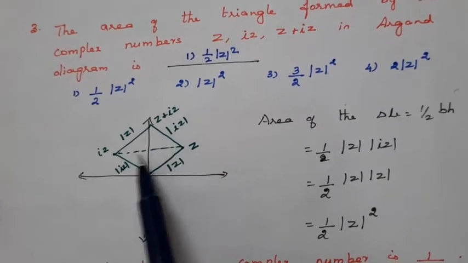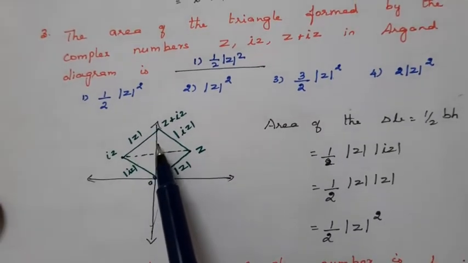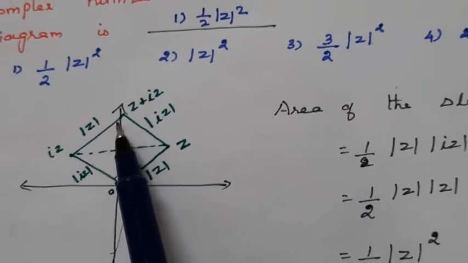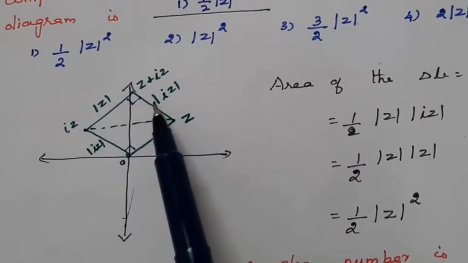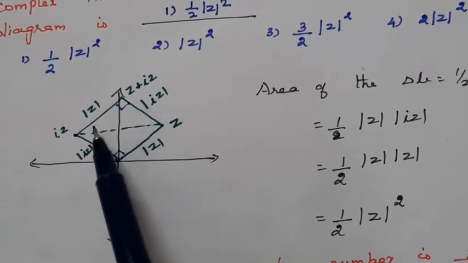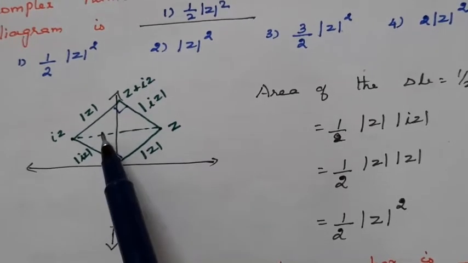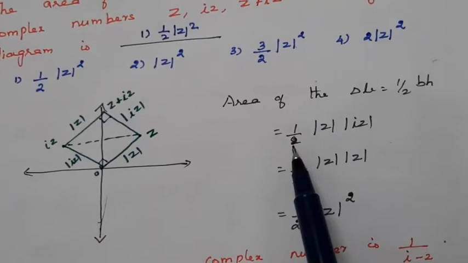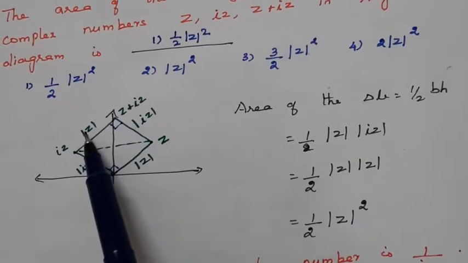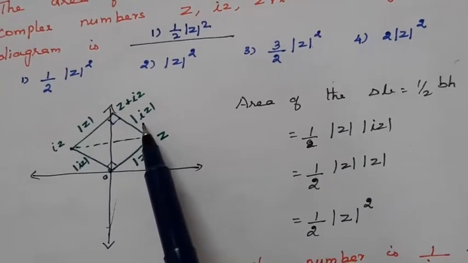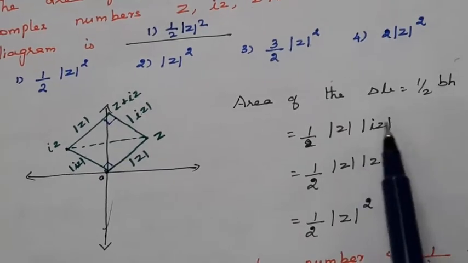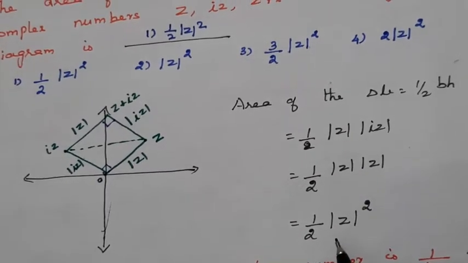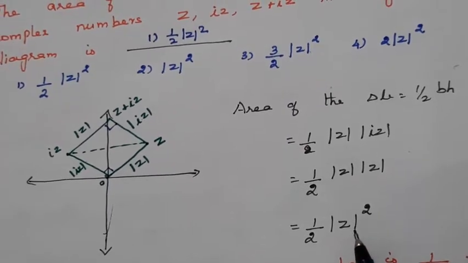Now what would be the area of the triangle? The area of the triangle will be half into base into height. As this is 90 degrees and the two sides are equal, this represents an isosceles right triangle. So its area will be half into base into height. Base is modulus of z and height is modulus of iz, which is also equal to modulus of z. So this would be equal to half into modulus of z squared.